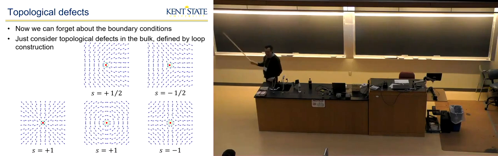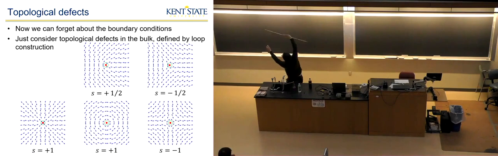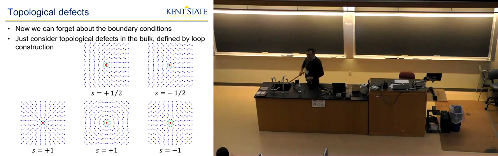Okay, and so here I have to point with the pointer. Let's say I start here, and the arrow's like that. Now I go up here, the arrow turns like that. Now I go down here, the arrow turns like that. Now I come around here, the arrow turns like that, right? So it's going through this rotation of 360 in the counterclockwise direction. Okay?